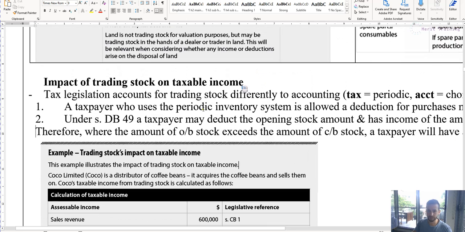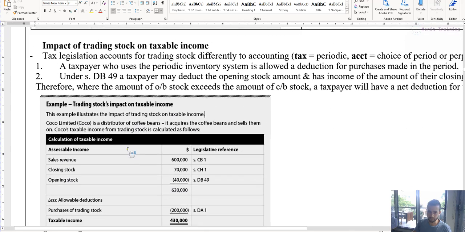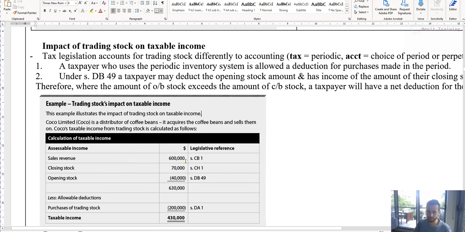So how it works is, you include sales revenue as a first step, and we're just going to calculate taxable income, and we're going to assume that they have no other expenses, just to keep things simple. The first thing is, what's the adjustment between the closing stock and the opening stock? Well, in this case, the closing stock is $70,000 and the opening stock was $40,000.